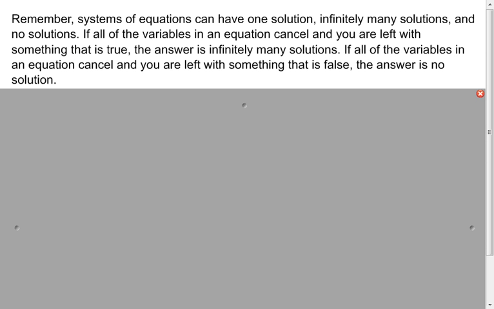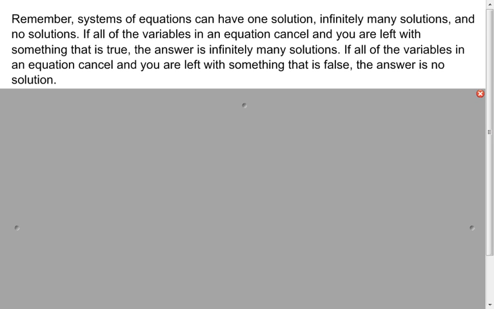So we've talked about the special cases. Remember, a system of equations can have one solution like we've already done. You get an ordered pair for an answer. It can have infinitely many, and it can have no solutions. When we were looking at the graph, it was easy to tell. If it was no solution, that means the lines didn't cross. If it was infinitely many, that means the lines were right on top of each other.